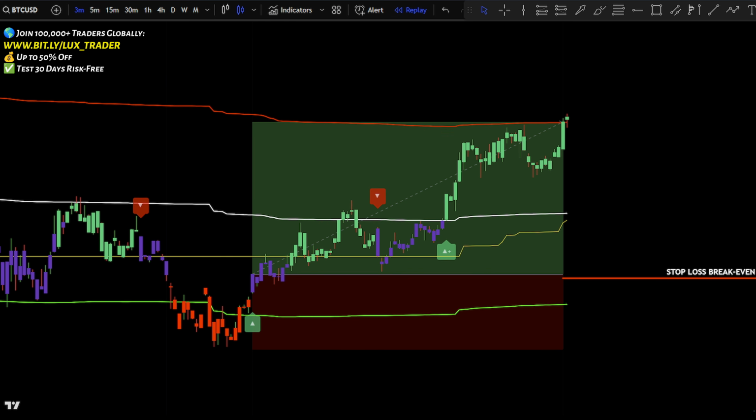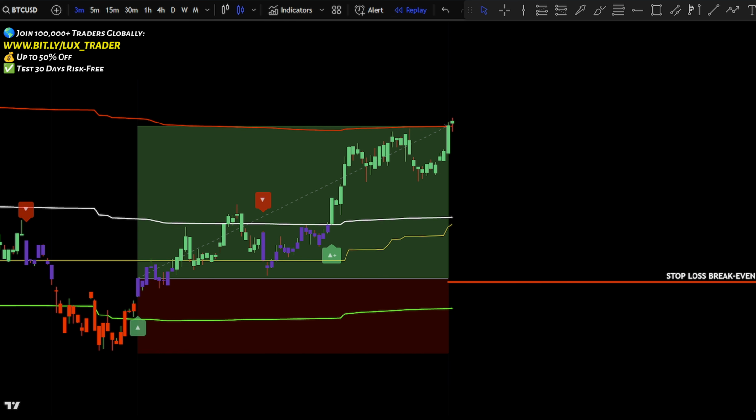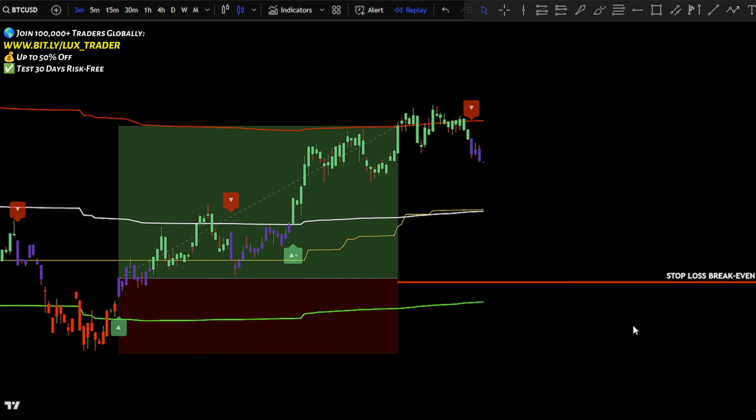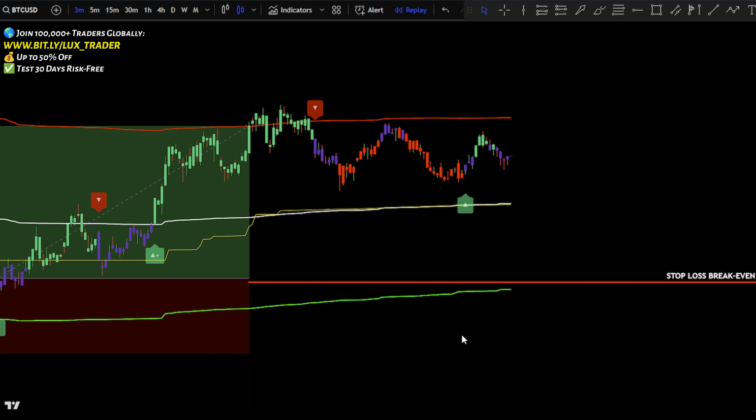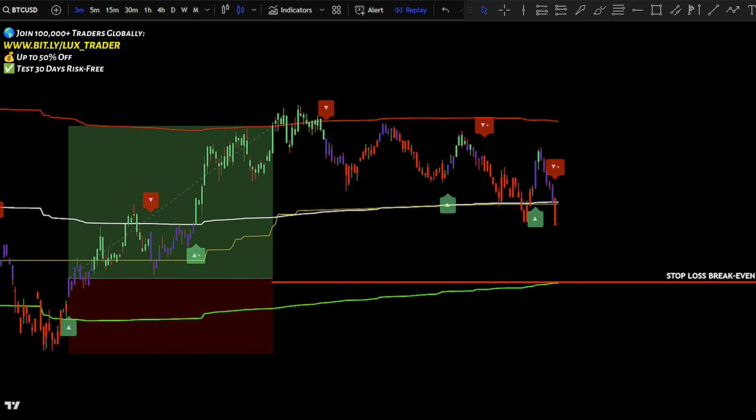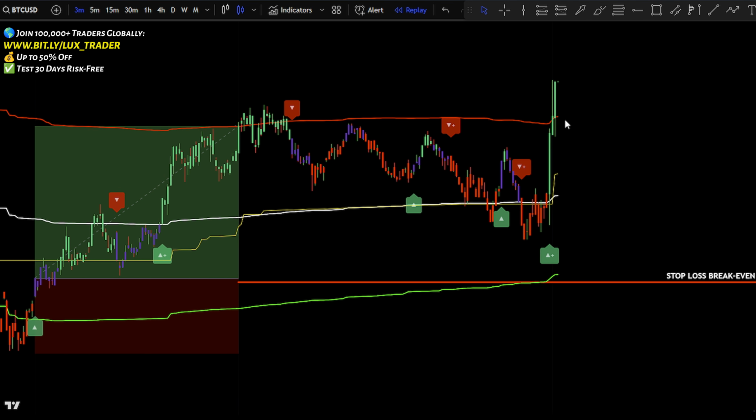In this example, after reaching the first take profit target, the market entered a consolidation phase. This is where patience is key. Do not panic and avoid closing the trade too early. Stay disciplined and wait for the price to move upward and reach the red band again. During this phase, keep your stop loss just a few ticks above your entry price.